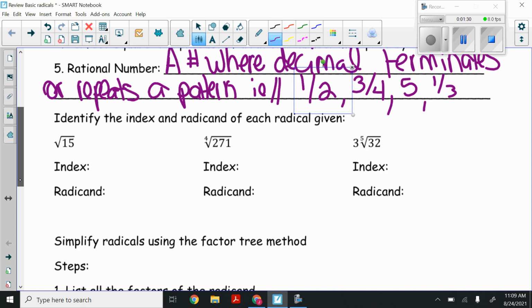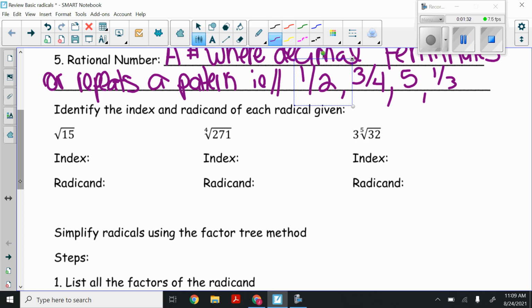So we're going to just identify the index and the radicand of each radical given. Let's practice these. So we have the square root of 15. The index is the root. It's a square root, so square is 2. So the index is a 2. The radicand, that's the number underneath the radical symbol itself, 15.